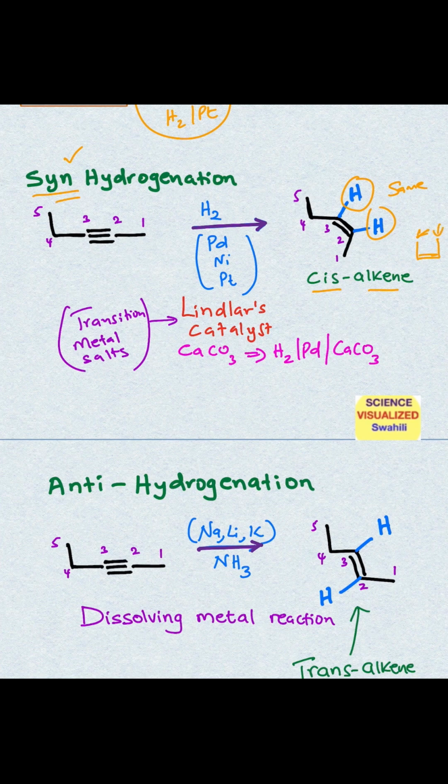So for cis-hydrogenation, you use hydrogen like what we saw before with palladium or nickel or platinum, just like what we saw. But now you add Lindlar's or Lindlar catalyst, which could be calcium carbonate, so that will be hydrogen, palladium, and calcium carbonate. But you could also have other types of metal salts. Most commonly used are transition metal salts. So anytime you see hydrogen with any of these metal catalysts with a salt, then that's going to be cis-hydrogenation. So that means the product is going to be a cis-alkene with hydrogens added on the same side.